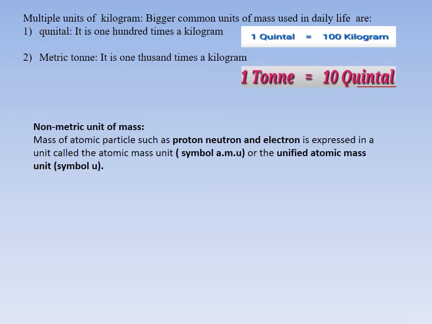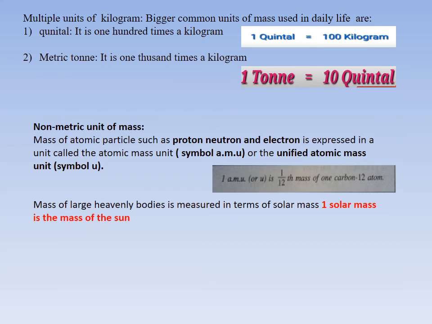Non-metric unit of mass. The mass of atomic particles such as proton, neutron and electron is expressed in a unit called the atomic mass unit, symbol AMU, or unified atomic mass unit, symbol u. It is defined as below. 1 AMU or u is 1/12th the mass of 1 carbon-12 atom. The mass of large heavenly bodies is measured in terms of solar mass, where 1 solar mass is the mass of the sun. That is, 1 solar mass is equal to 2 into 10 to the power of 30 kgs.